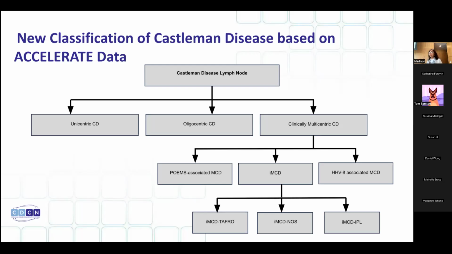And now we also know that multicentric Castleman's disease is a multitude of disorders, which can include those that are virally induced by HHV-8 and those that are more similar to multiple myeloma, like POEMS. And then within standard iMCD, there are multiple entities as well. So we're learning, and we're learning from you all because you guys are in the ACCELERATE database.